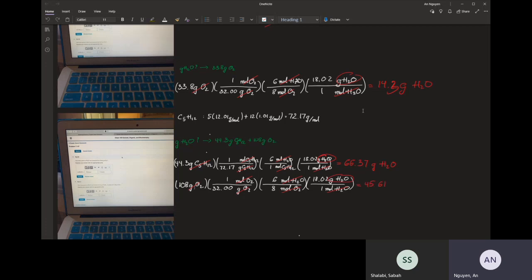So it's 45.61 grams of H2O. You can see that of the two numbers given, the second one is the lower value, right? Yeah, so this one is the answer, because it has the lower value. Right, and oxygen is called the limiting reactant. Oxygen. And C5H12 will be the excess.